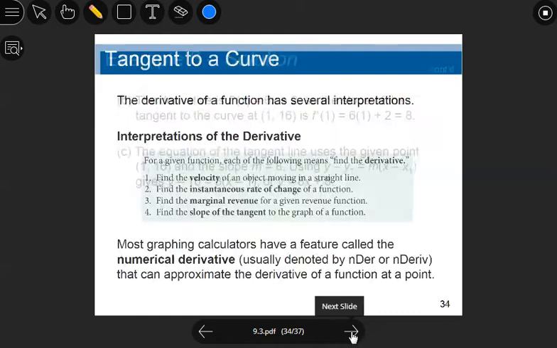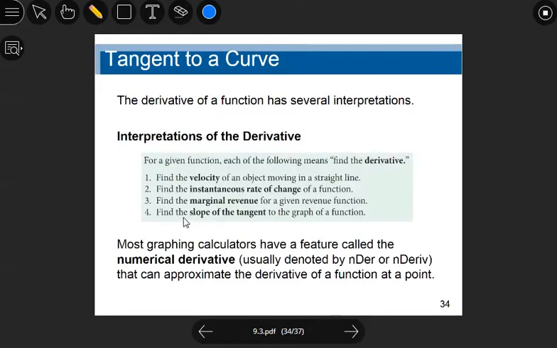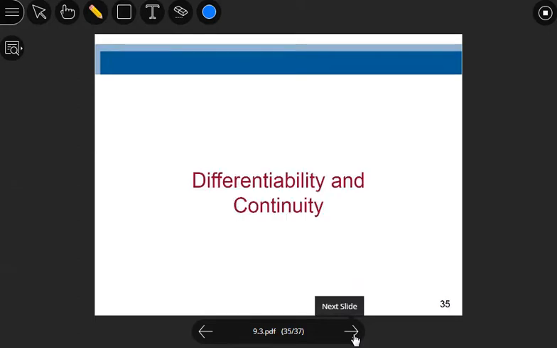Okay, so these are the applications of derivatives: velocity, instantaneous rate of change, marginal revenue, slope of the tangent. And differentiability and continuity have a good relationship. As I said before, it is a step-by-step relation. Here for limits, here for continuity, here for derivative. Without limits, we can't discuss continuity. Without continuity, we can't discuss differentiability.